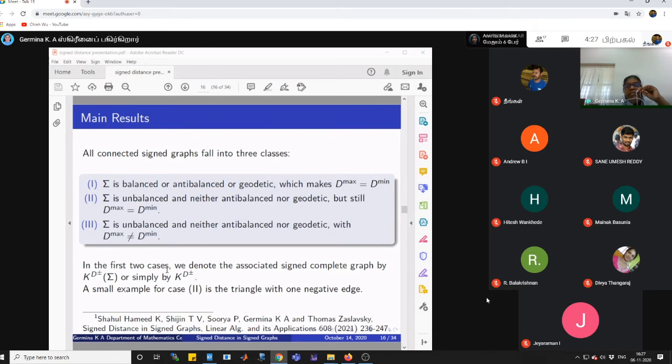These are the three classes in terms of the signed distance in signed graphs that we can think of. In the first two classes, we denote the associated signed complete graph simply by K_D plus or minus sigma. Why? In both classes, D max is equal to D min, so we need not differentiate K_D max of sigma and K_D min of sigma. Therefore, for the first two classes we denote the associated graphs by D plus or minus sigma. A small example for case 2 is a triangle with one negative edge.